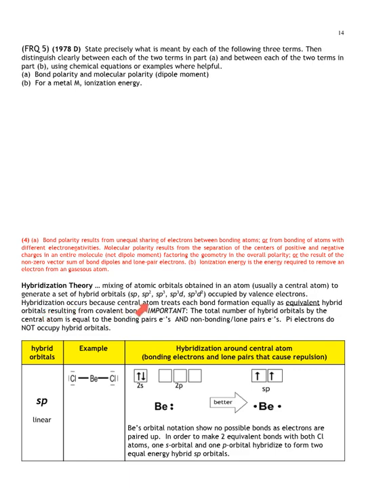So hybridization occurs because the central atom treats each bond formation equal, resulting in equivalent hybrid orbitals from covalent bonds. Important, the total number of hybrid orbitals on the central atom is equal to the bonding pairs and the non-bonding pairs, so the lone pairs. Pi electrons do not occupy hybrid orbitals, so please exclude pi bonds in any kind of hybridization. Okay, and we'll see that when we go through all the different hybridized orbitals.